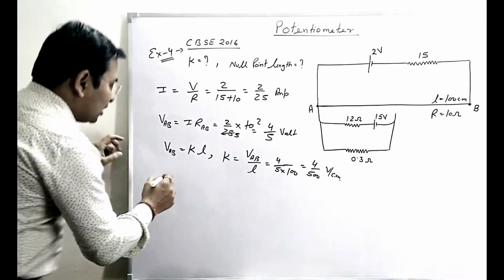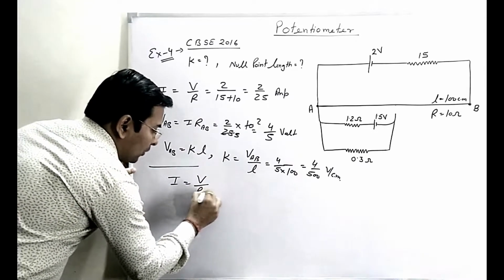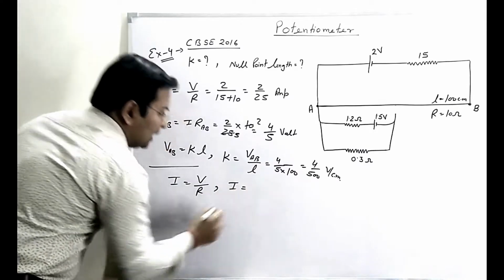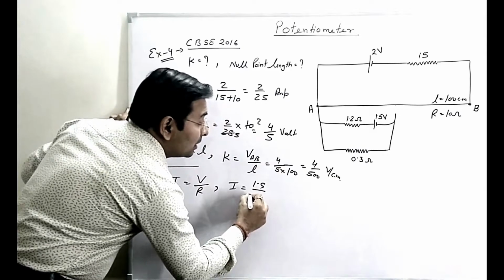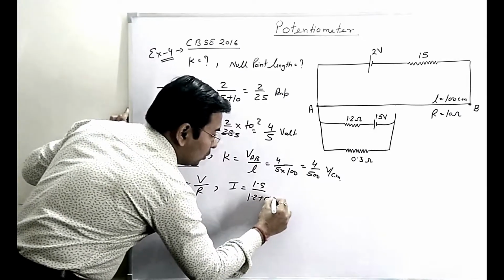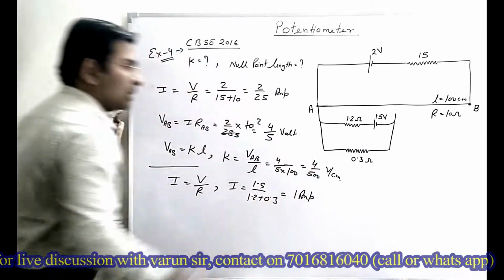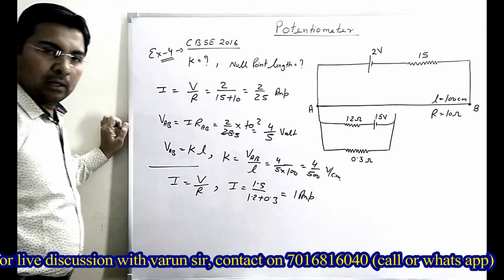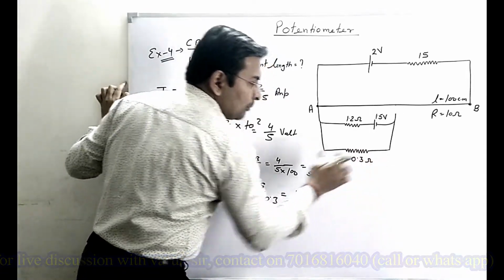So can we calculate the current here? Once again from I equals V upon R. So I equals to what is V? It is 1.5 and resistance is 1.2 plus 0.3. So the current flowing in the circuit is 1 ampere. Okay, now can we calculate the potential drop across the 0.3 ohm?